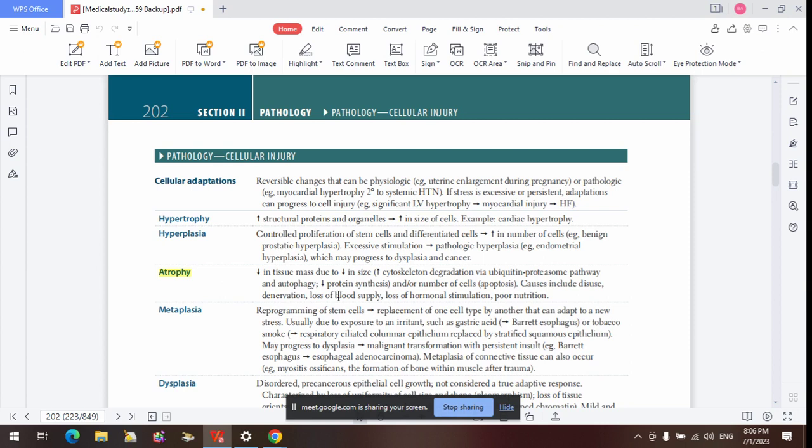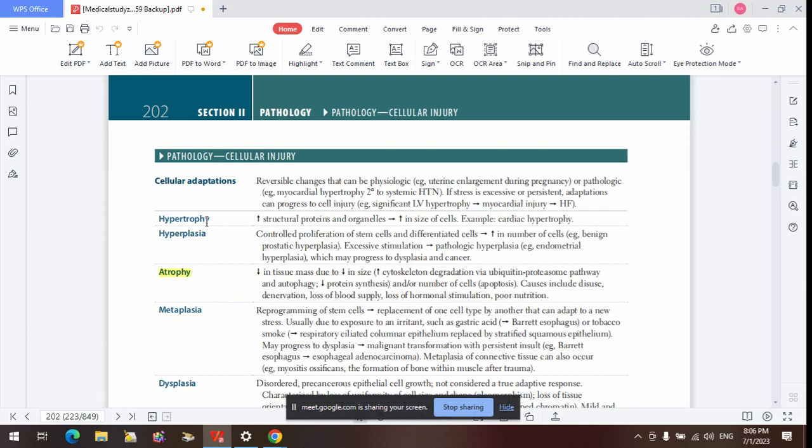So what does each of them entail? We said hypertrophy just means an increase in the size of the organ. The cell is trying to respond to the stress by increasing its size. So the organ is trying to compensate for that stress by increasing its size, its volume. How does it do that? There's an increase in the structural protein and the organelles within those individual cells that make up the tissue, that make up the organ.